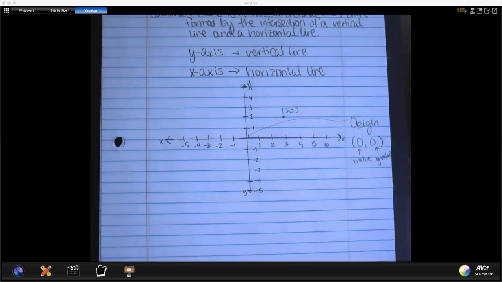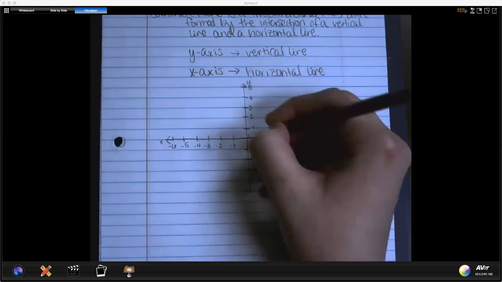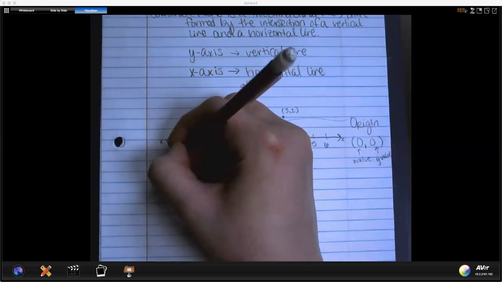Okay. What about if I told you to plot -6, -2? Where would that go? Plot it on your paper. -6, -2. Where's that going? Bottom left. Good. Oh, we didn't draw a 6th one. There we go. -6, -2. Good.